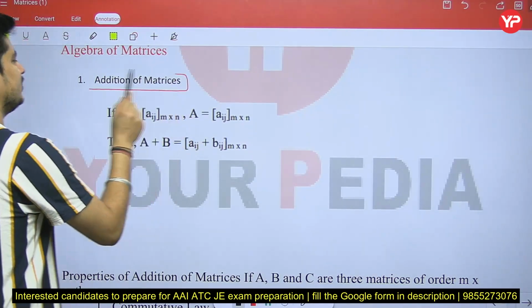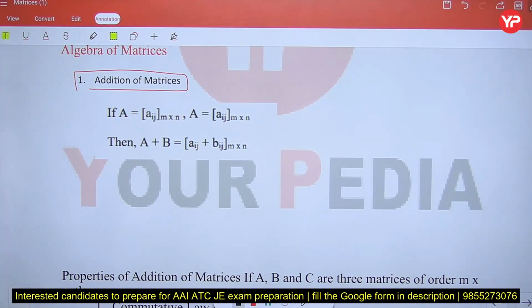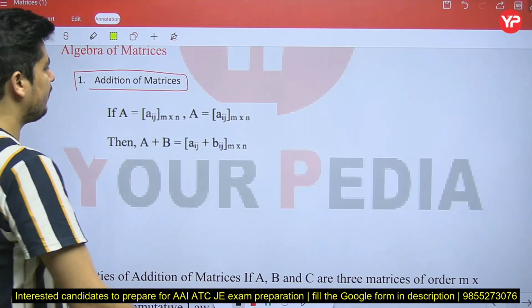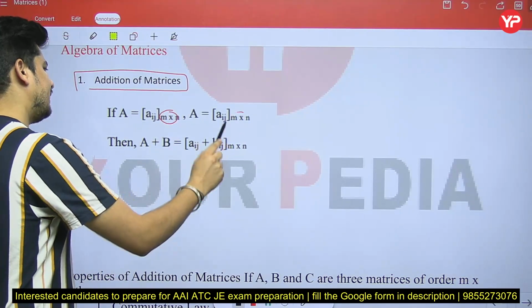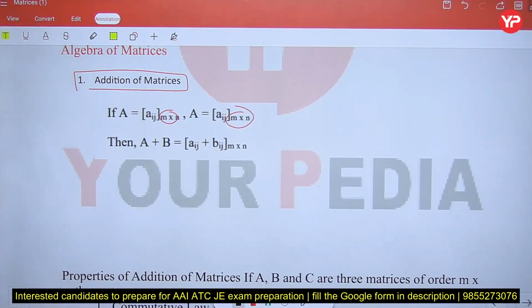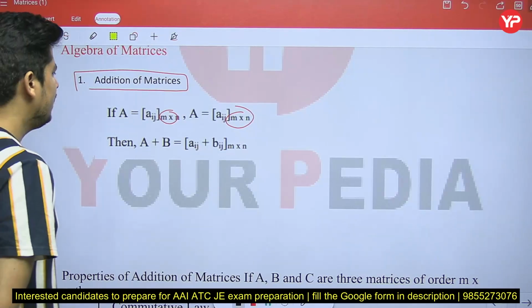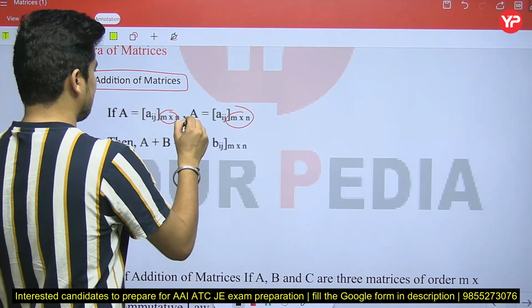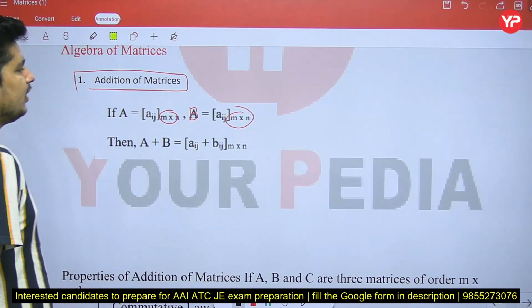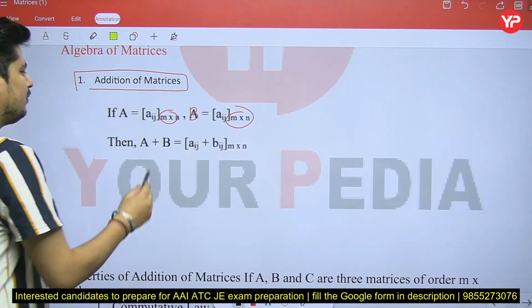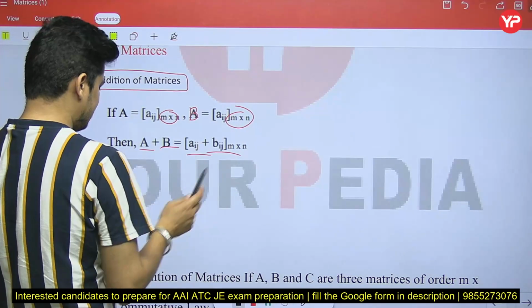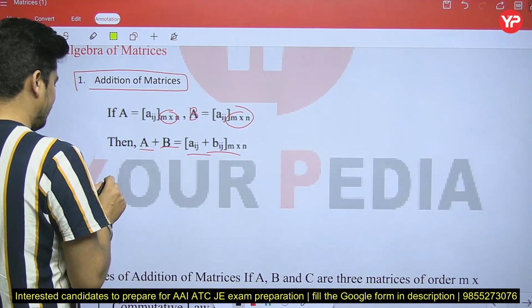Addition of two matrices. Whenever you are performing addition, again the first thing is the order of the two matrices. The order of the two matrices should be the same. Whenever your order is the same, this is the B matrix, then we have to add them together, right? And addition will be performed element by element.